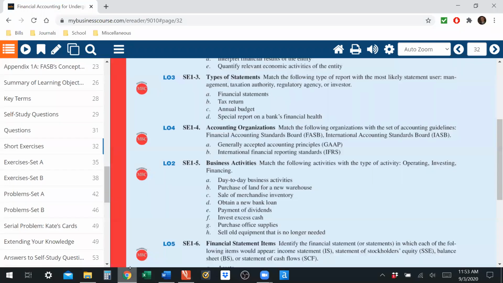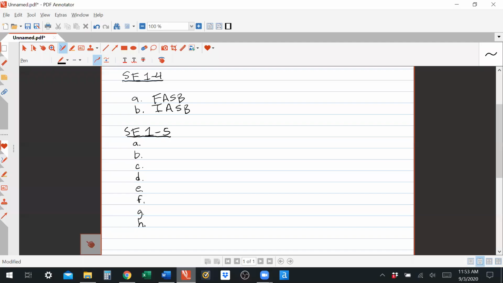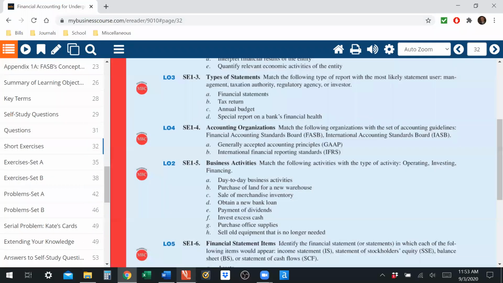So day-to-day business activities. Is that operating O, I, or F? Good, good, good. What about purchasing land for a new warehouse? Is that operating, investing, or financing? Right. Any purchase or sale of a long-term asset like land, equipment, buildings, things of that nature is an investing activity.